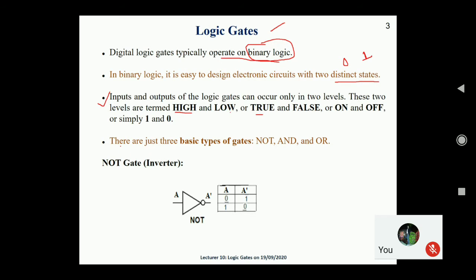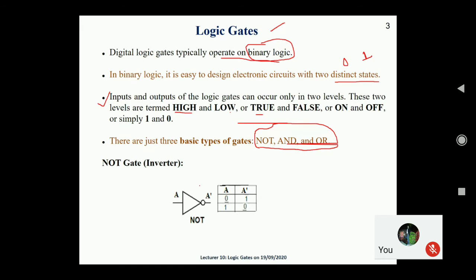So there are just three basic types of gates. These three gates are called the basic types of gates. Remember, AND, OR, and NOT. And sometimes the NOT gate is also called an inverter. An inverter is nothing but a NOT gate.